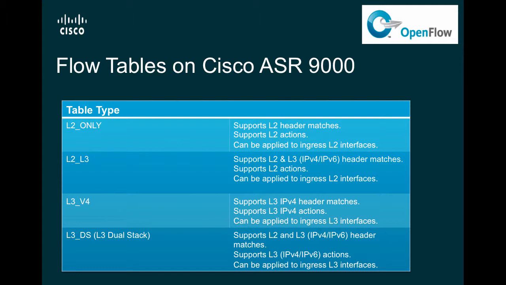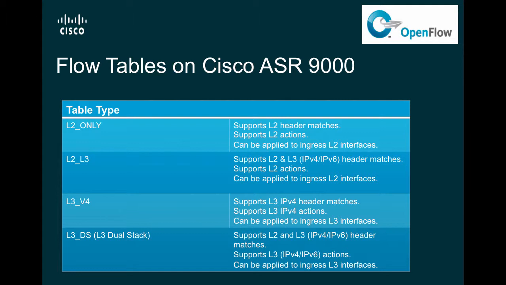However, this is applied in ingress direction only. Hence, your OpenFlow matches and actions are applied for incoming traffic only. So you can see that there are four different flow tables on the Cisco ASR 9000. If you want to match on layer 2 headers and you want to perform certain layer 2 actions, you need to define a layer 2 only table.